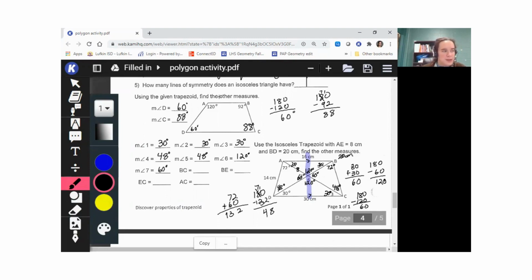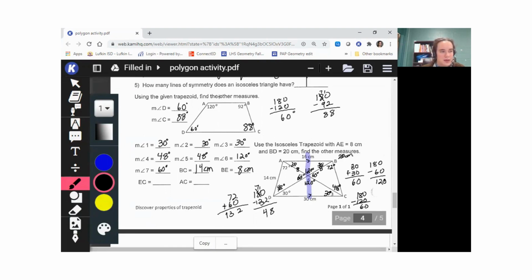Next up, we're looking for BC. BC is the right-hand side. And since this is an isosceles trapezoid, the two legs are congruent. So that means it is also 14 centimeters. Then we're looking for BE. BE is the length from the upper right-hand corner to where the diagonals intersect. And we know that AE is 8, so BE is also 8 centimeters because we know the diagonals are congruent.